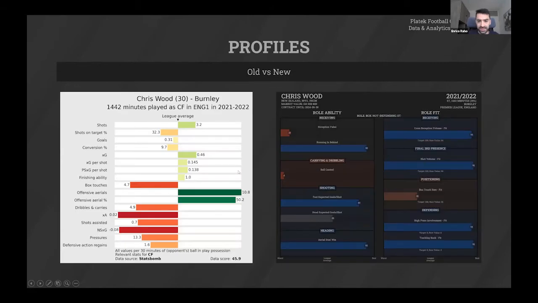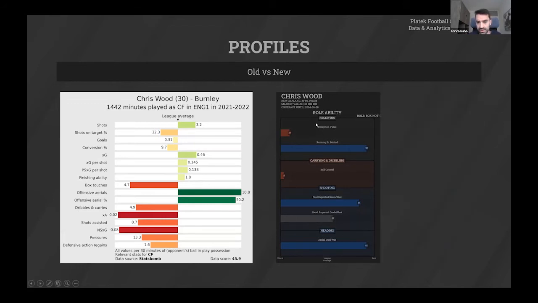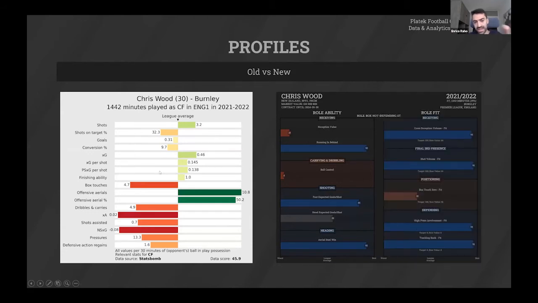And so how do the new profiles look compared to the old ones? One thing that is different immediately is we don't have everything on the same overview. We have split it into two different columns. One column is the role fit, so how does the style of play fit, and the left column is about how good the player is at doing things.